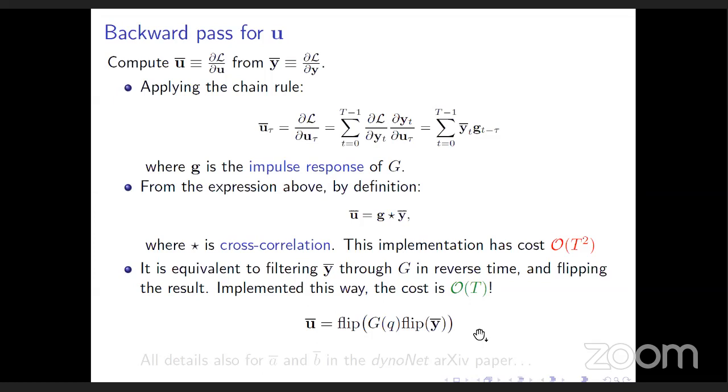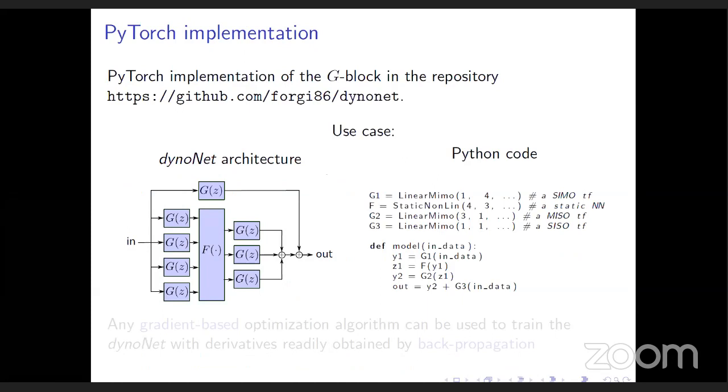Okay, there are similar tricks to do all the derivatives, also with respect to the coefficients A, B. We have a paper, it's under review, but it's also on arXiv if you're curious about those details. And we also did not just compute stuff on paper, we provided an implementation of a differentiable transfer function, so a transfer function that can be embedded in a very popular deep learning framework, PyTorch. Here we have just a very simple example, this dynoNet at the left.